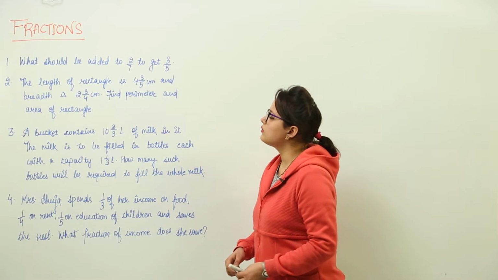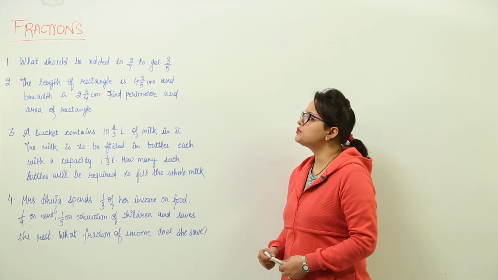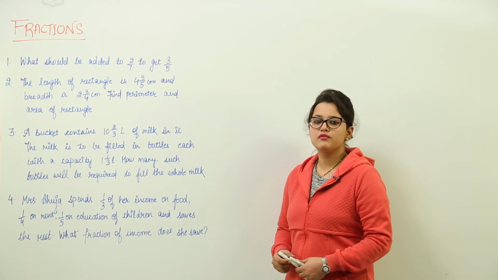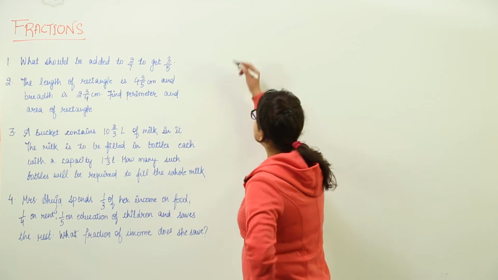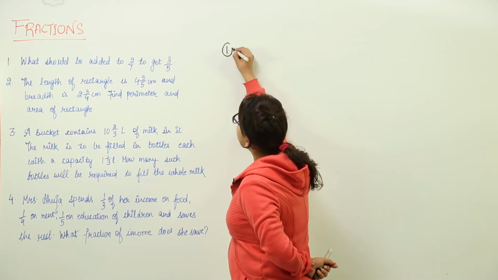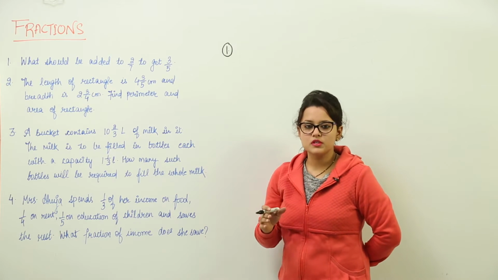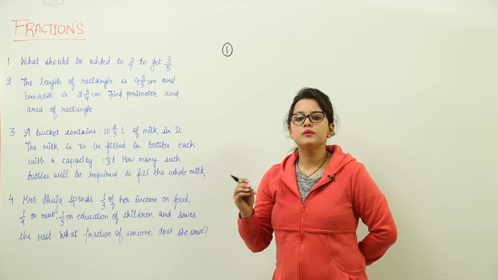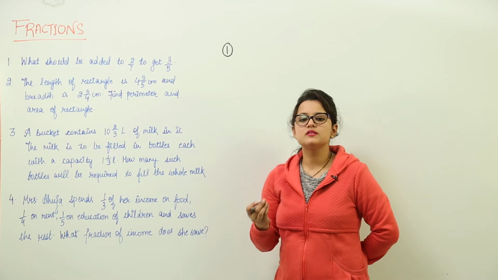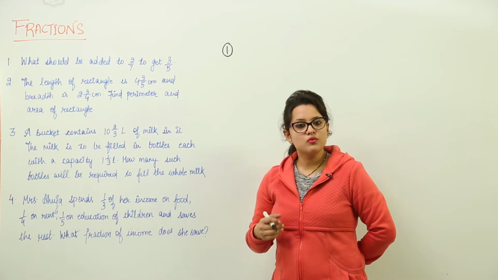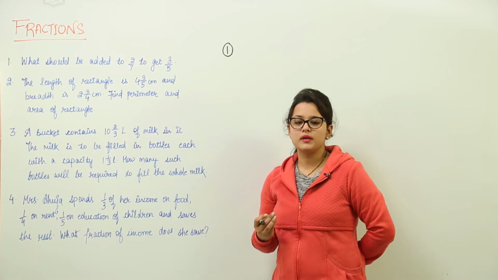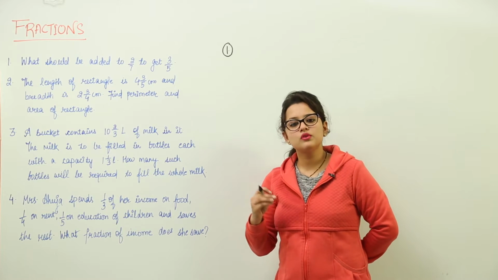The first question now is: what should be added to 2 by 7 to get 3 by 5? Let us do it. Now if I ask you, you have 50 rupees with you and you want to purchase a chocolate that is of 100 rupees. How much more money will you ask from your parents?